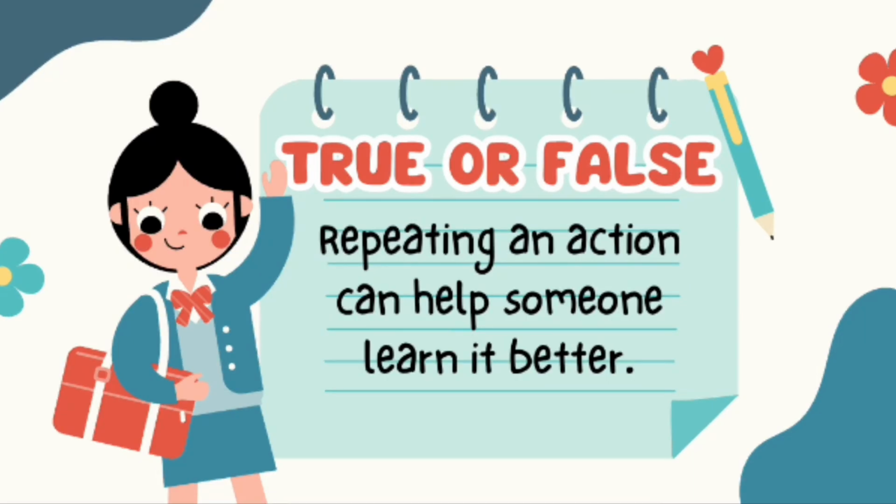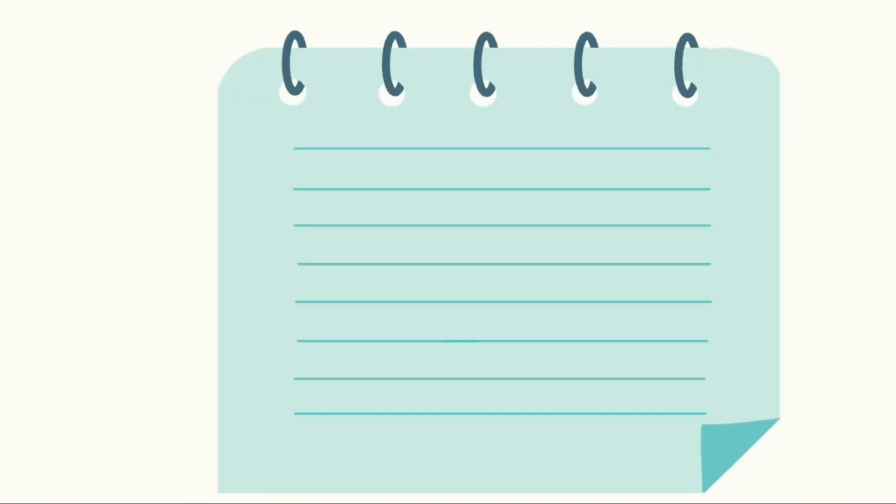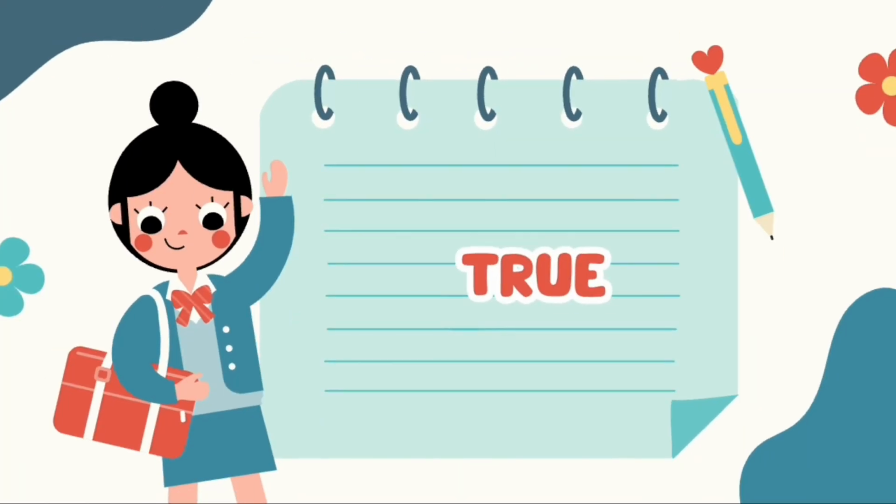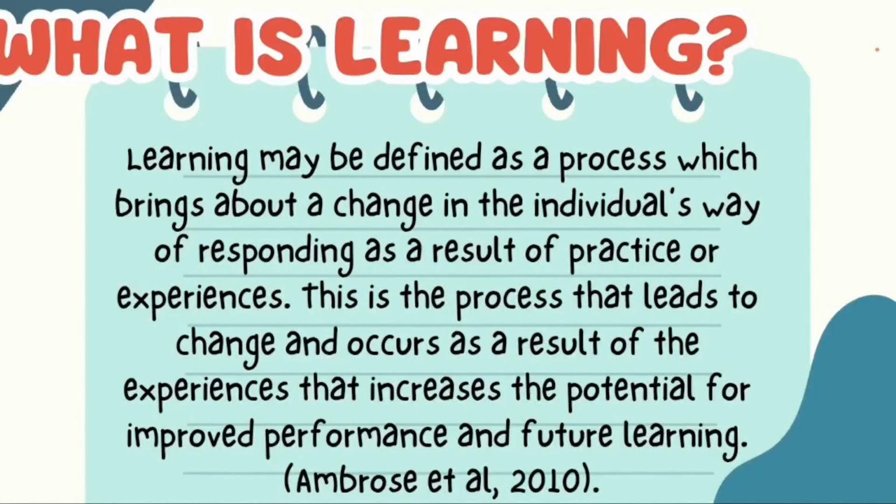So the next one is, repeating an action helps someone learn it better. Is it true or false? Absolutely true. Repetition strengthens the pathways in our brain, making learning more permanent. This is why athletes train regularly or why we review lessons before exams. The more we repeat something, the more familiar it becomes. In teaching, repetition helps improve mastery. So, now, let's move on to our direct discussion.